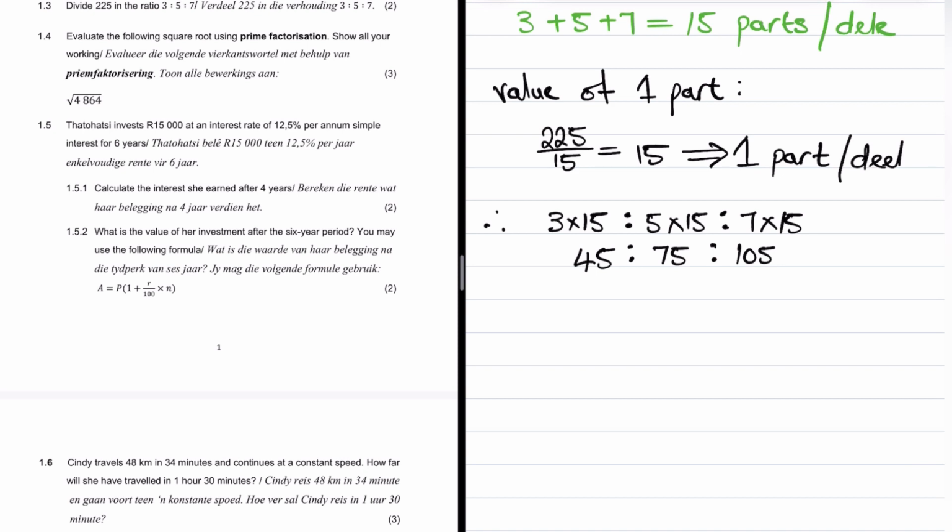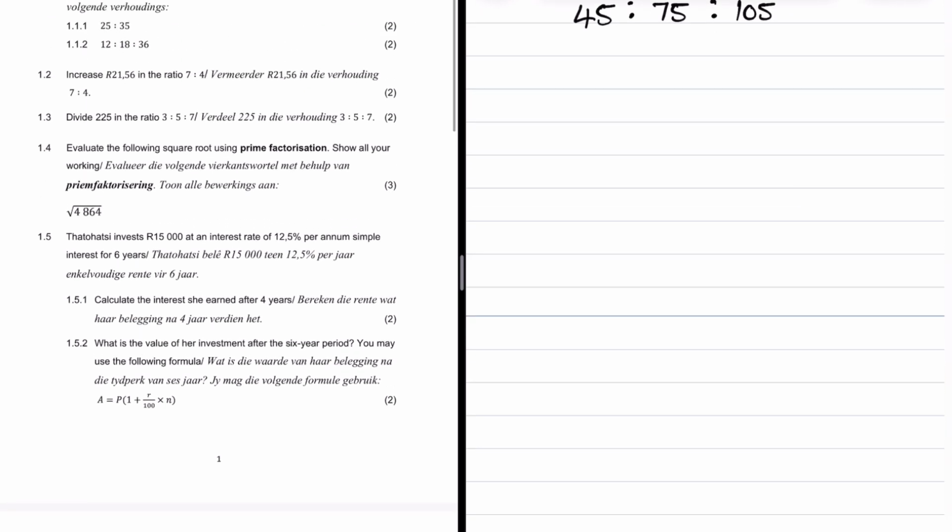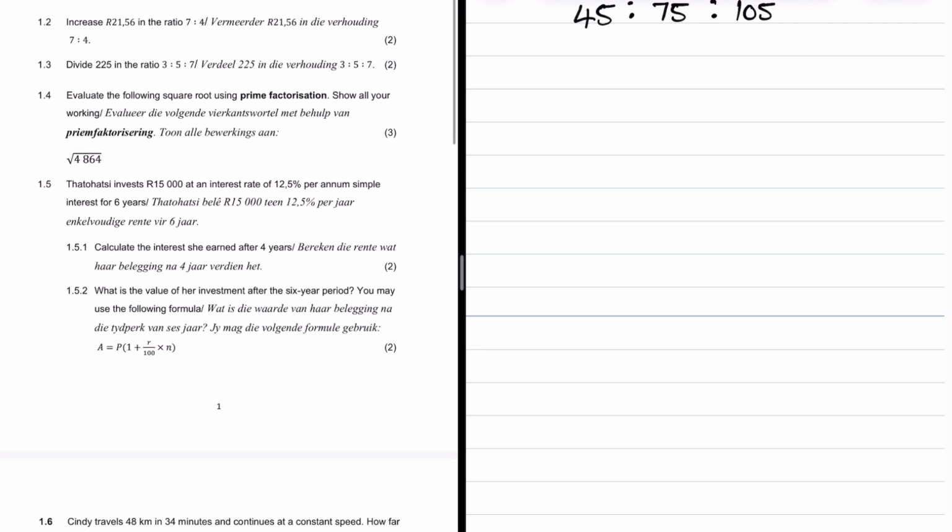Alright, grade 8's 1.4 now. 1.4 is as follows. Evaluate the following square root using prime factorization. Show all your working. So, evalueer die volgende vierkantswortel met behulp van priemfaktorisering en toon alle bewerkings aan. So ons vierkantswortel is die vierkantswortel van 4864.